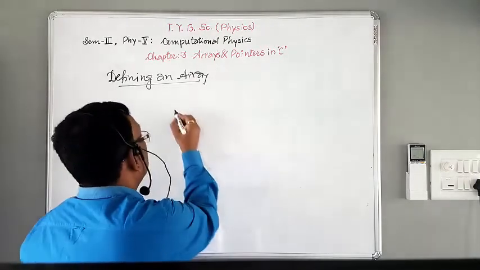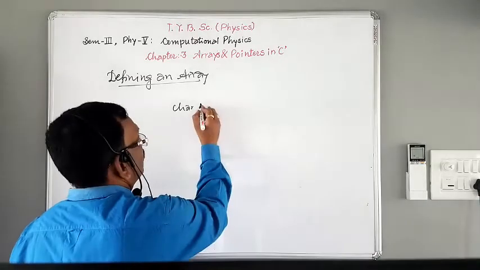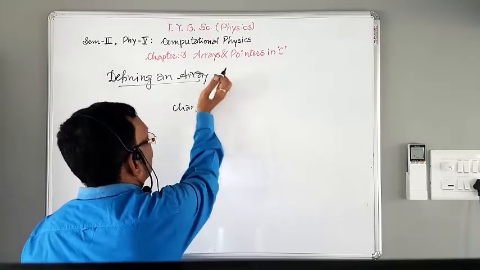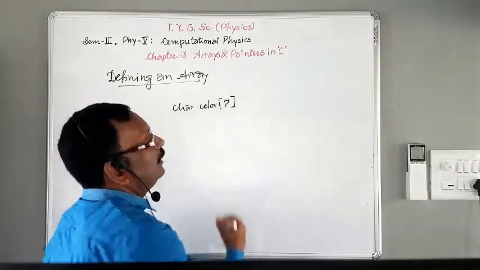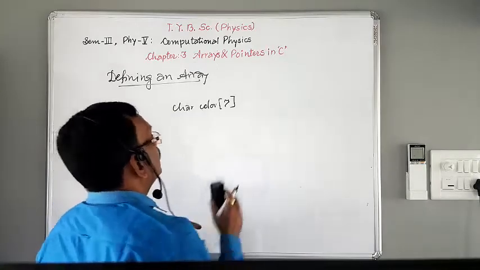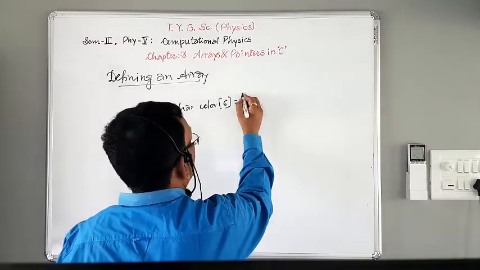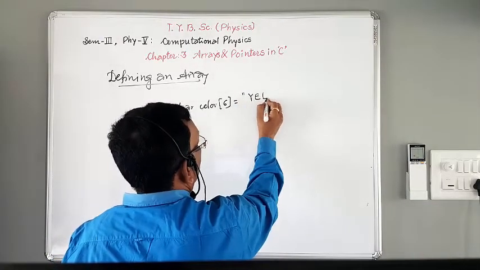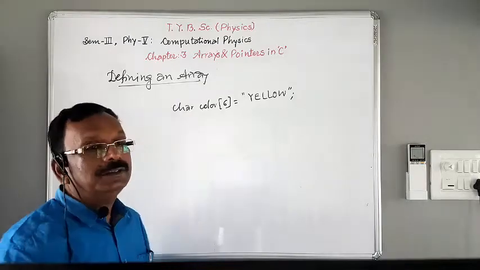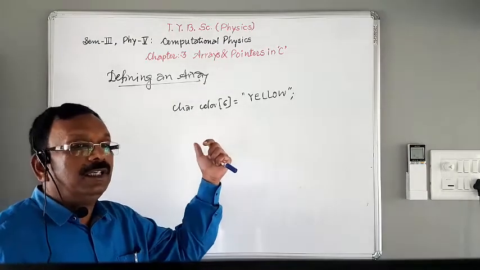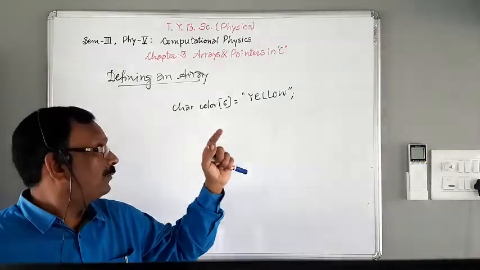For example, we are going to write char. Char is the data type. Then color is the array name, and we give the size of the element, 6, and we write the string YELLOW, terminated. See here, this is a string of characters, and a string of characters can be declared as an array.